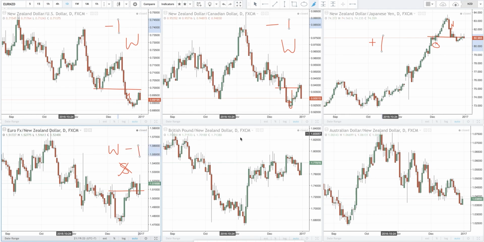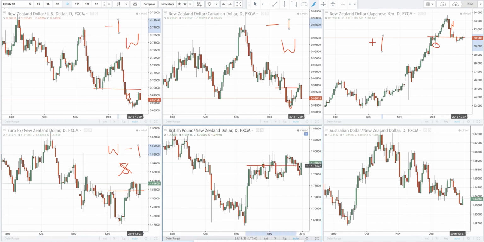Pound New Zealand, same thing. New Zealand's on the right side. This one is actually showing weakness. Sorry, neutral. There is no higher high sequence since this stage. It seems like the markets keep coming back down. Goes up, comes down, goes up, comes down.